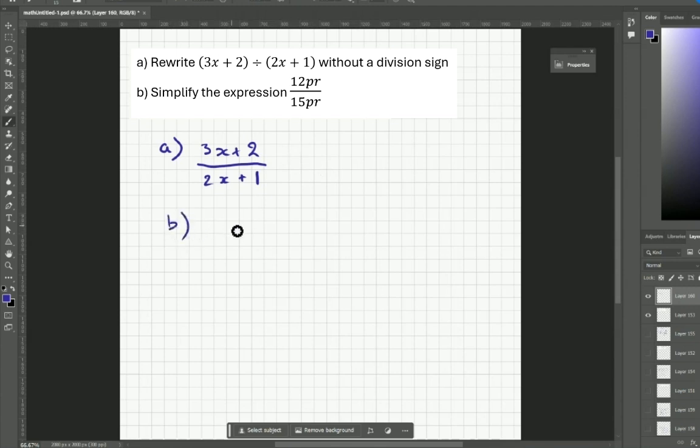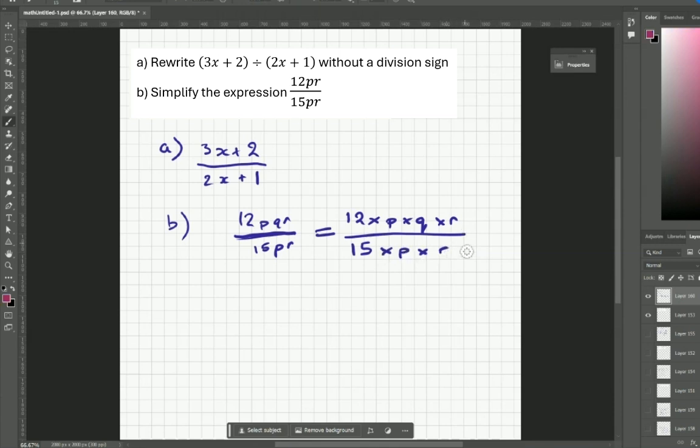Now if we look at B, we have 12pqr over 15pr. Alright, you can do a better job of drawing that than I can. So it wants us to simplify the expression. Again, write the fraction in its simplest terms, so take out any unnecessary factors. So let's rewrite it using our multiplication sign. So 12 times p times q times r, all over 15 times p times r.